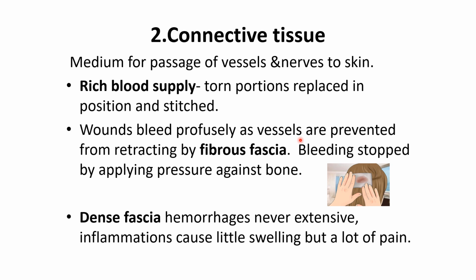And the bleeding from the connective tissue layer of the scalp can be stopped by applying pressure against the bone. So you can see in this figure, there is bleeding from this area of the scalp. So a cloth is kept here, and then pressure is applied on the cloth by the doctor to stop bleeding from the scalp. Other thing about the connective tissue layer is that the fascia is dense.